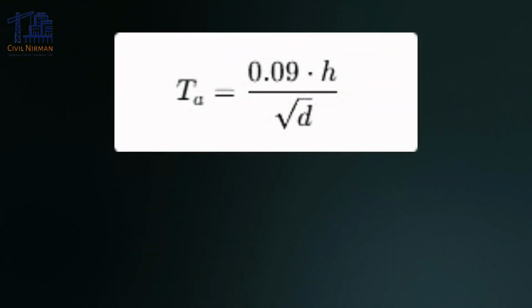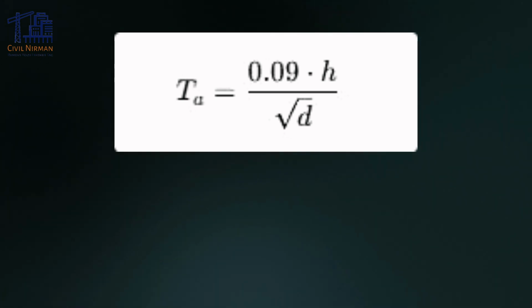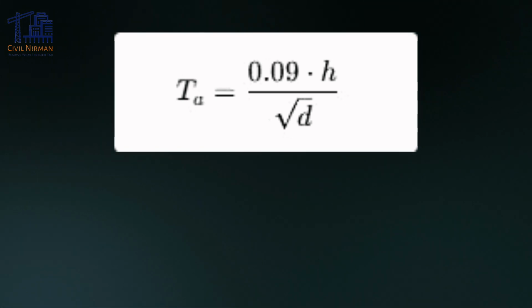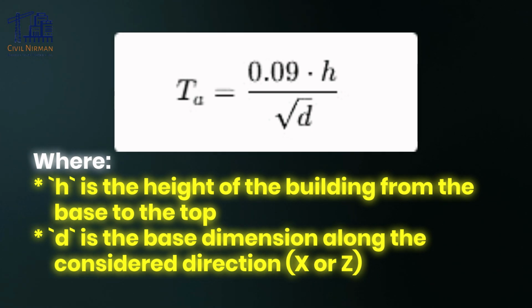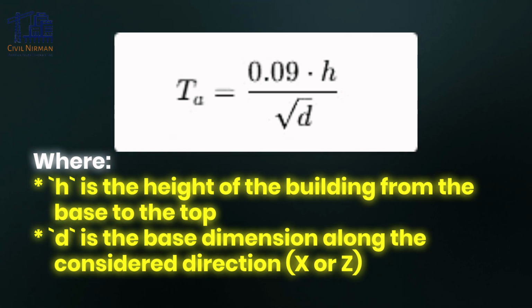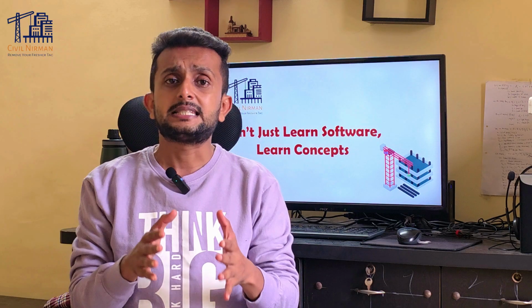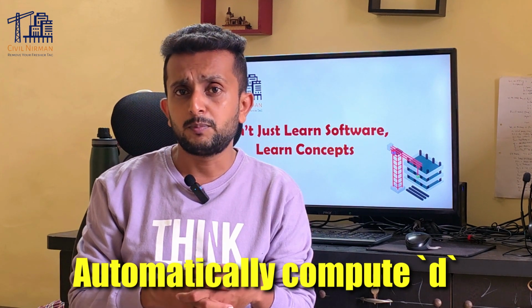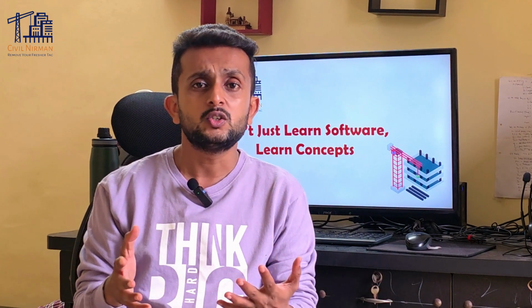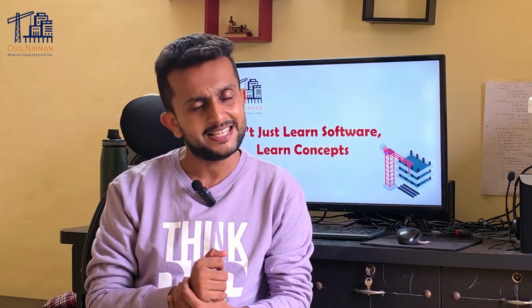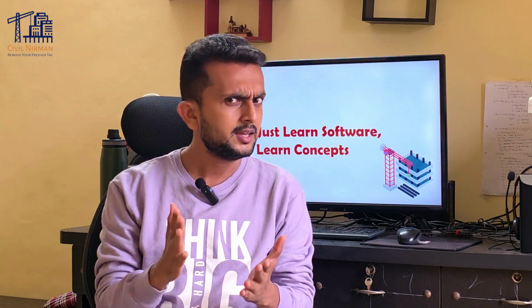You can check out this equation: T equals 0.09 H divided by square root of D, where H is the height of the building from the base to the top, and D is the base dimension along the considered direction, X or Z. STAAD tries to automatically compute D by identifying the lowest support level, assuming that this particular level is your plinth level. But here is the catch.